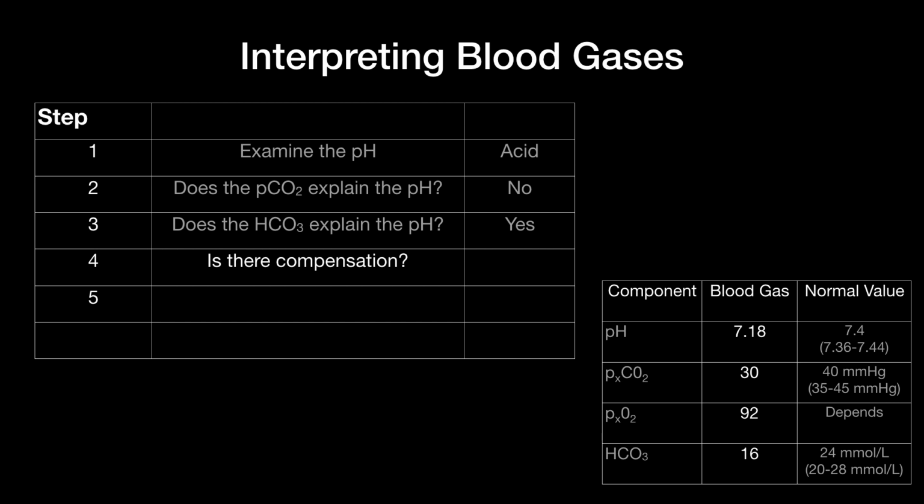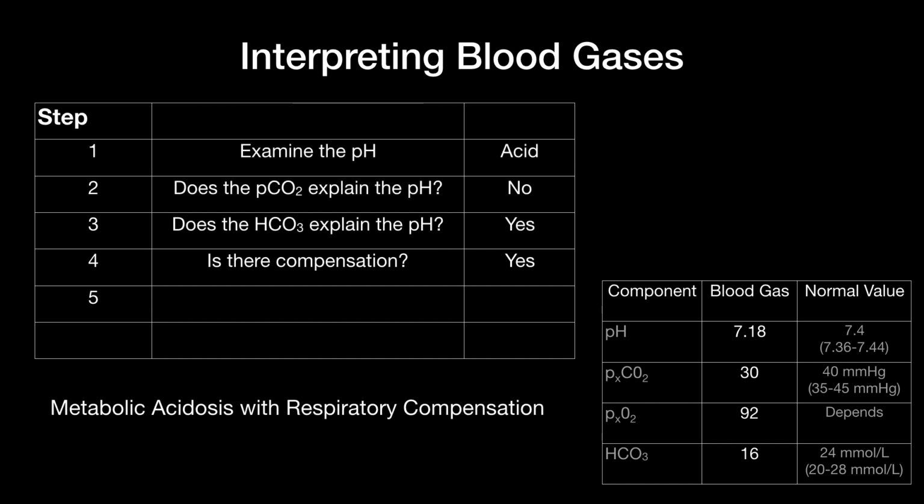Remember, the body will try to take that primary derangement and make it as close to normal as it can by using either the respiratory system or the metabolic system and going in the opposite direction. In this case, since it's a metabolic acidosis, you look to the lungs and say, is there compensation within the lungs to take the blood gas back to normal? And since the CO2 is alkalotic, it's in the opposite direction of the pH. You'd have to say that there is some compensation. Therefore, you could say that this blood gas is a metabolic acidosis with respiratory compensation.